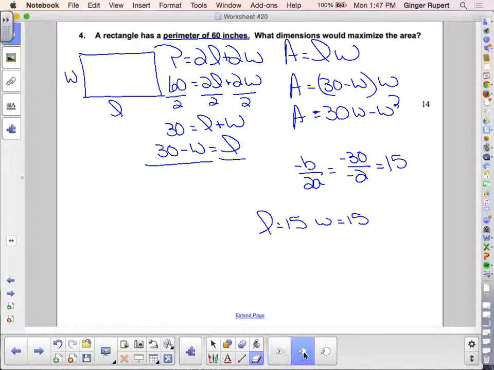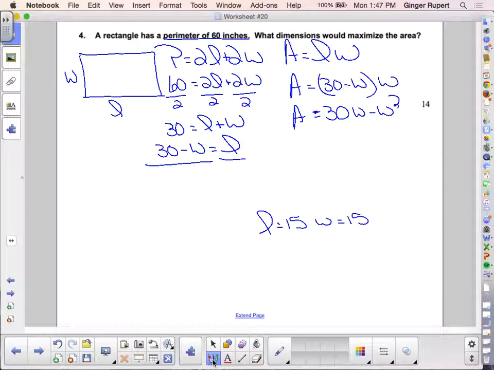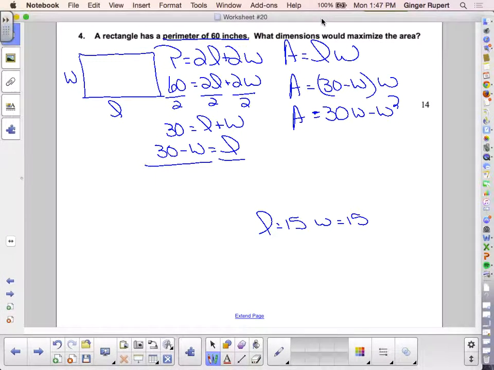Another way to think about it, if that way does not make sense for you, is to think about factoring this. Go ahead and factor this function. So it's actually already factored, 30 minus W times W. That gives you the x-intercepts. So I guess that doesn't give me the maximum value. You would find that at minus b over 2a, which is the x-coordinate of the vertex.